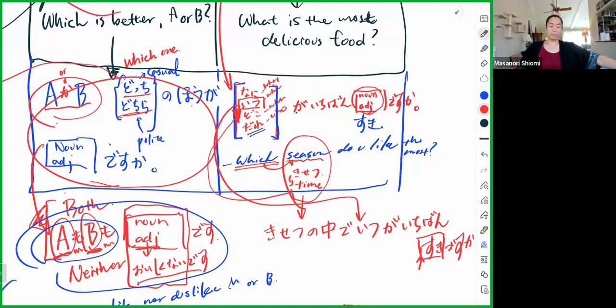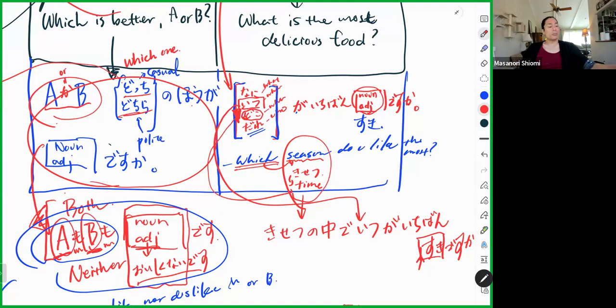Like, where do you want to live? Or among all the places that you have been to, where do you like the most? In that case, of course, we're going to be using the question word where.